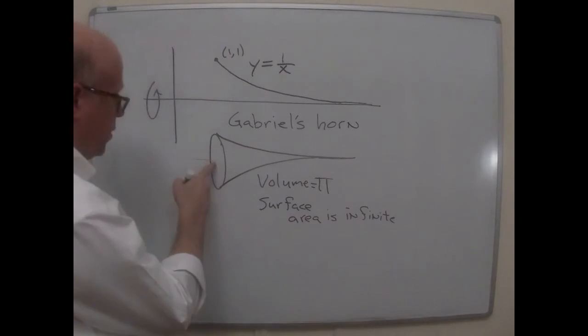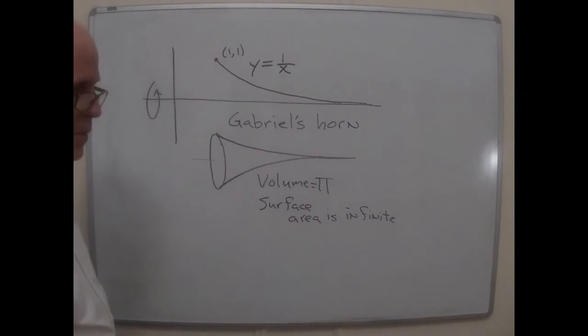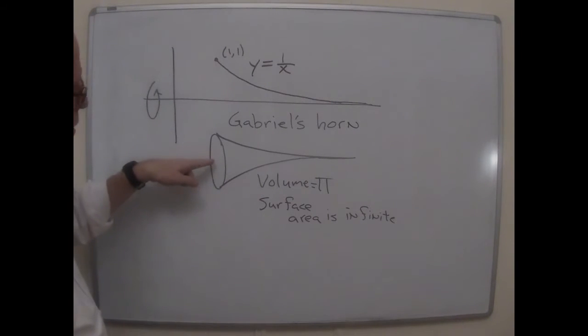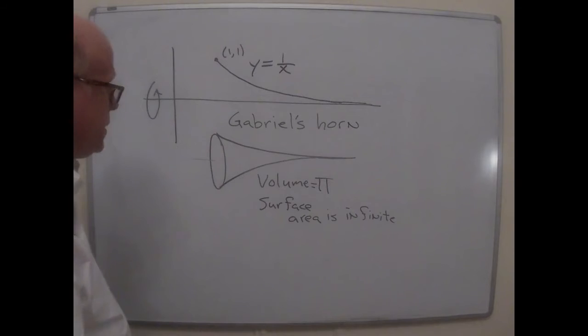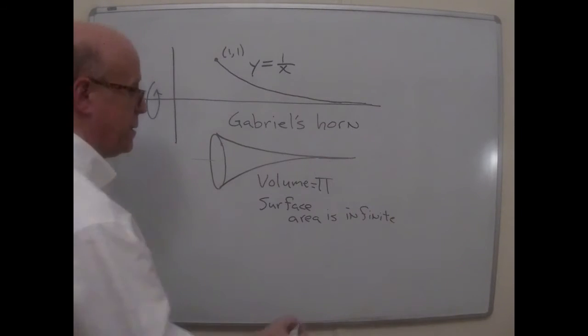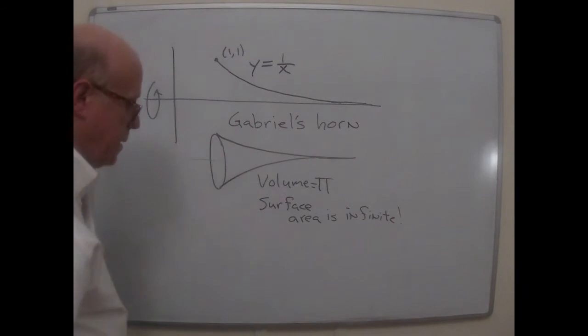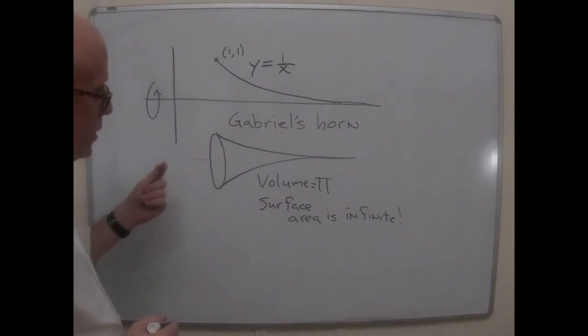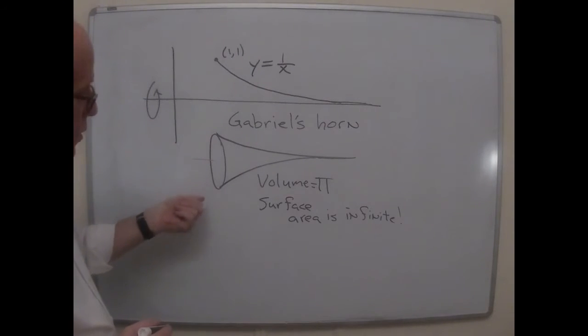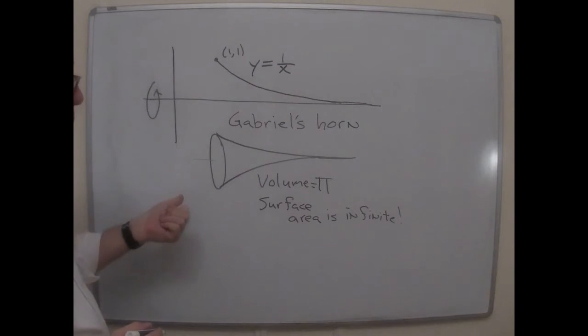The idea that it could hold a finite amount of paint, but that finite amount of paint could never be used to paint it. And yet if you poured that amount of paint in there, it would seem like it would paint the inside surface at least. But yeah, that's the twist about this object. Now we're principally looking at this as an example of an improper integral.